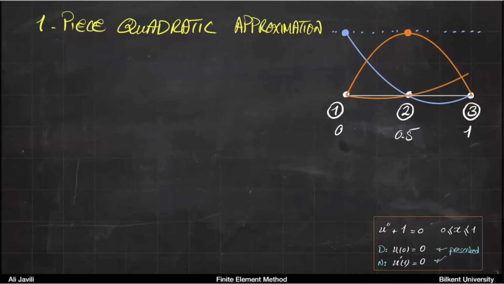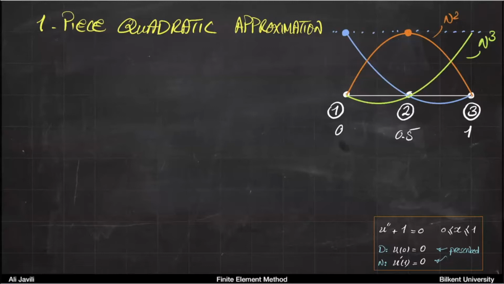So N3 must be 0 at node 1 and 2, and it must be 1 at node 3. So it's going to look like this. N3 is this, N2 is this, and N1 is this. So what you need to do next is to write these functions. I make these coordinates smaller to make space.